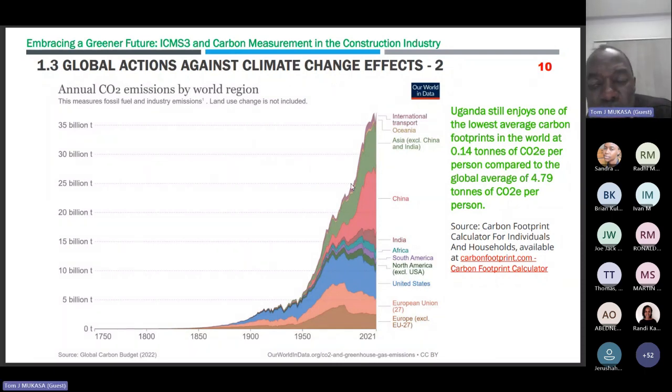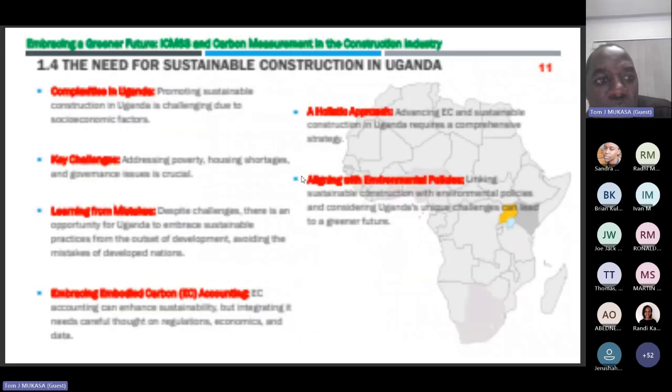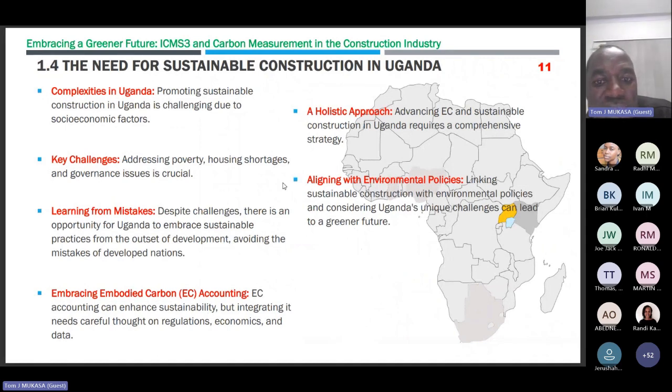Okay, so for Uganda, I can say from the calculator I used, it's one of the lowest per capita. We are still enjoying one of the lowest average carbon footprints in the world. It is about 0.14 tons of carbon dioxide per person, compared to the global average of 4.79 tons. So that's a good thing, but we should not make the same mistakes as the mistakes that were made by the West. However, we have challenges in developing countries, socioeconomic factors.